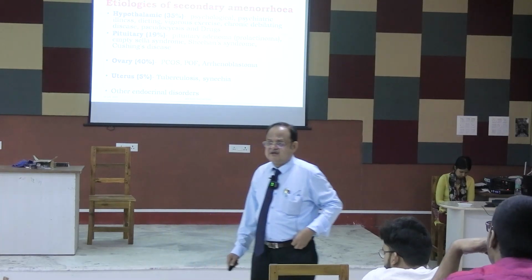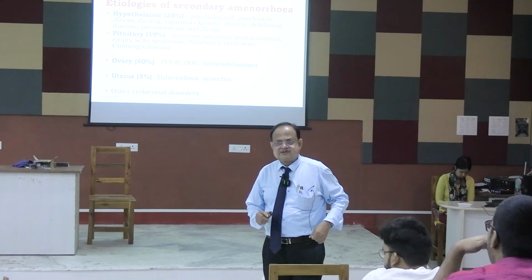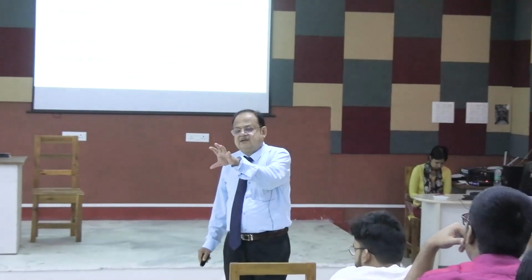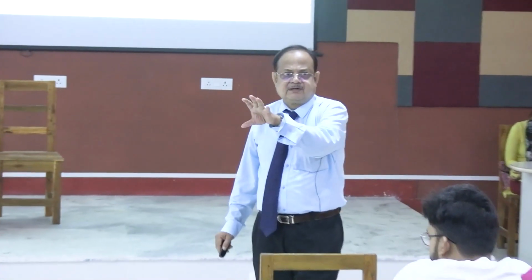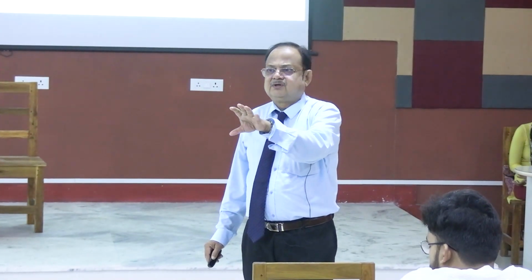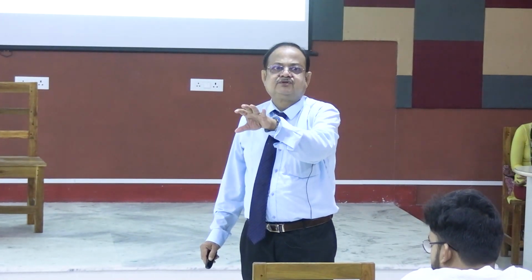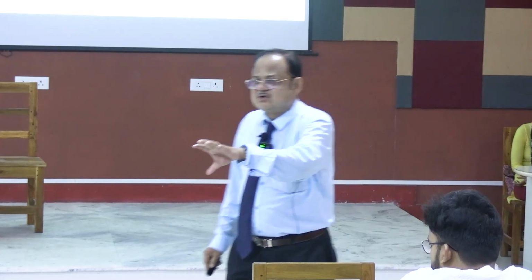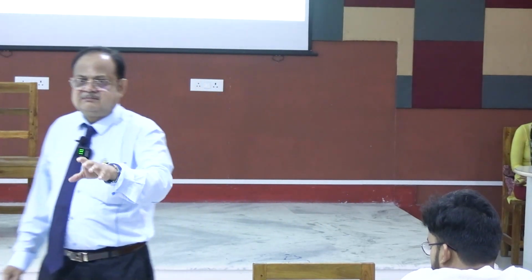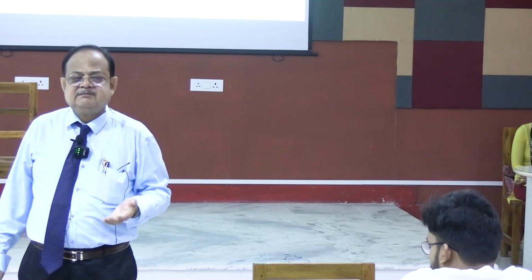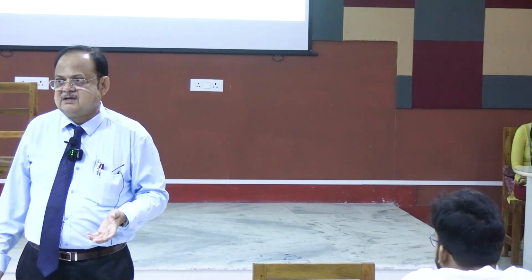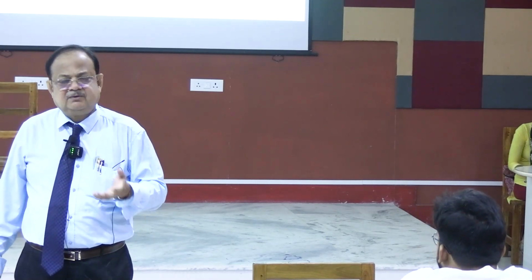Etiologies of secondary amenorrhea. I have already said the commonest group lies in the ovarian group, about 40%, and of them polycystic ovarian syndrome is the major one, and premature ovarian failure. Literally, when the menstruation ceases and menopause occurs before the age of 40 years, it is called premature ovarian failure, and the recent name is premature ovarian insufficiency, POI or POF.